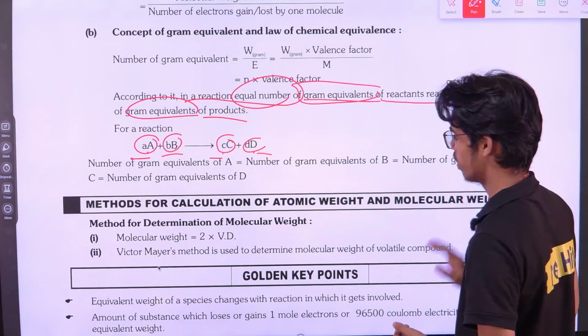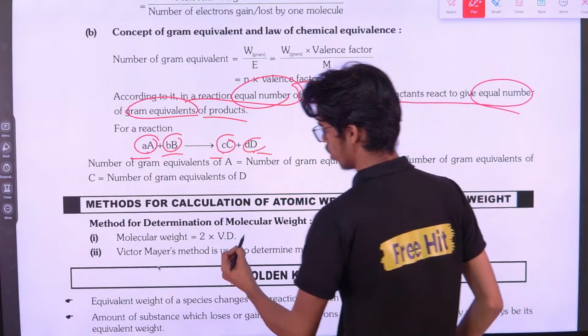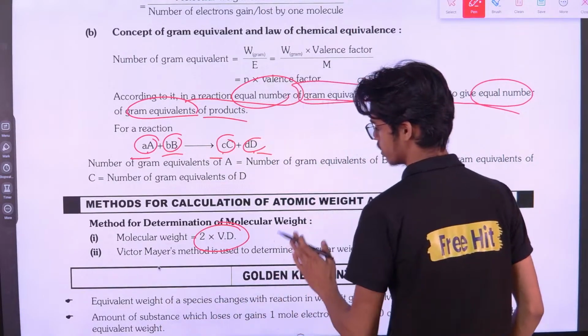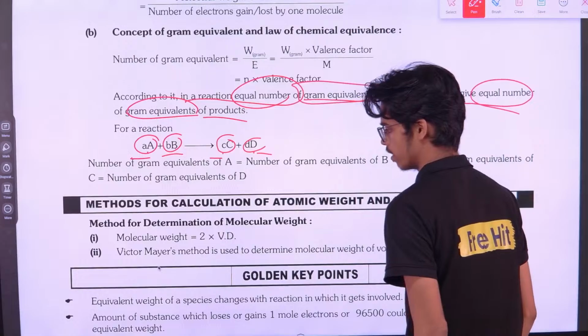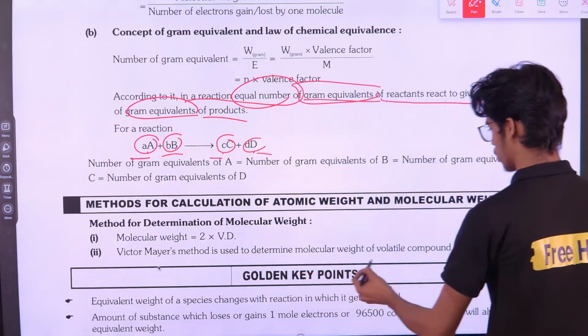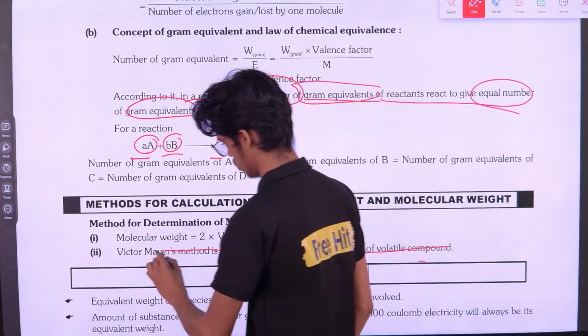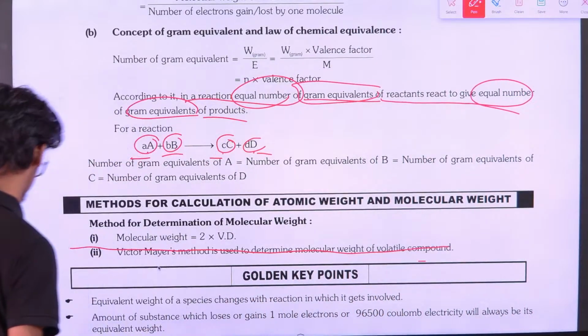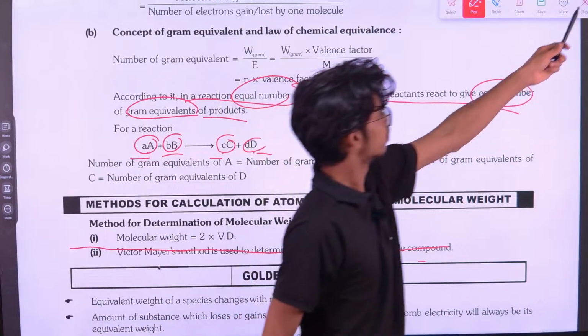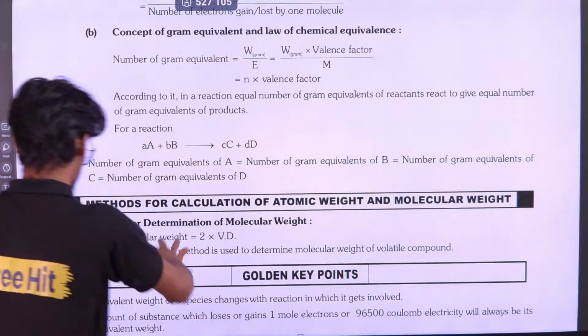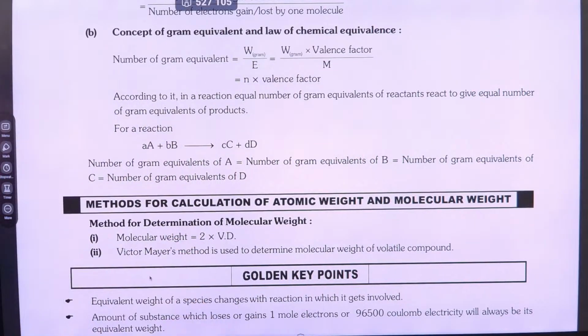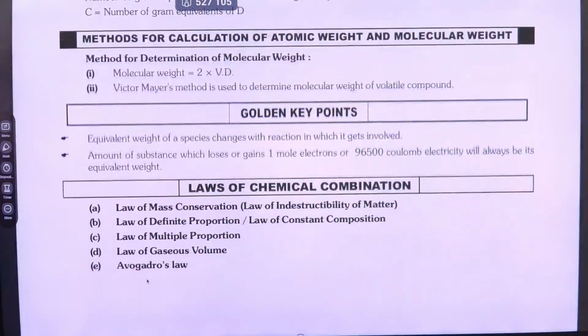Now, how can we calculate atomic weight and molecular weight? There are two methods. First, molecular weight is 2 times the vapor density. You can easily calculate by this method. Another method, Victor Meyer's method, is used to determine molecular weight of a volatile compound. Okay, this is it. This is an experimental way of determining the molecular weight. Okay, let's revise some golden key points.